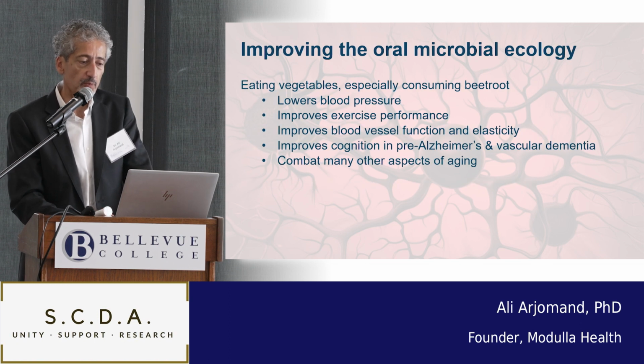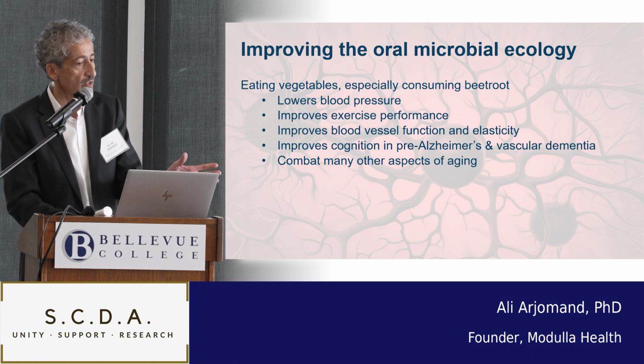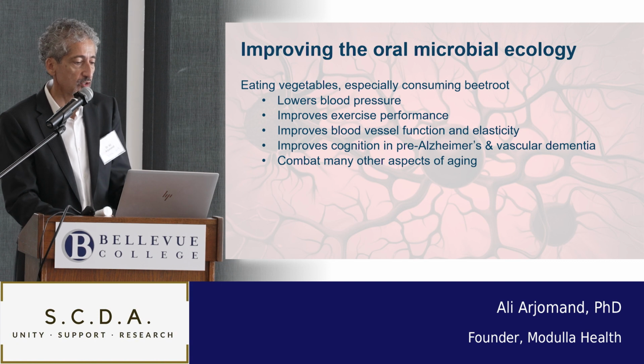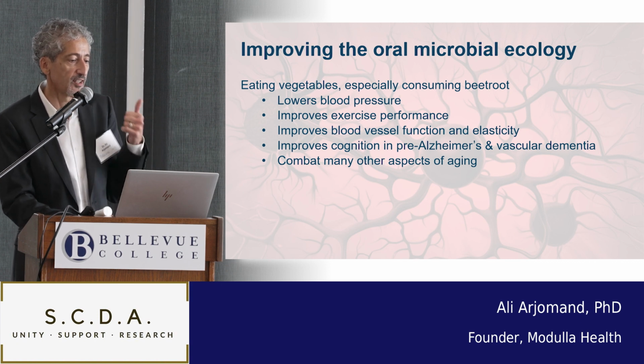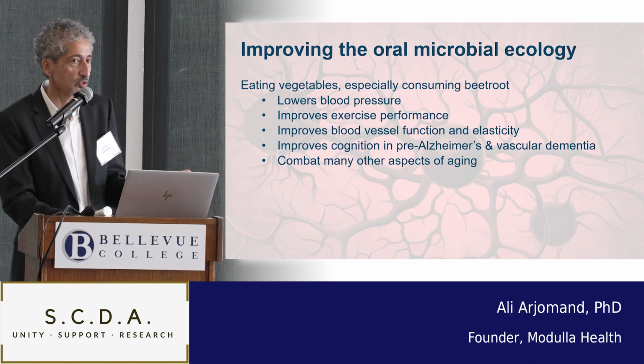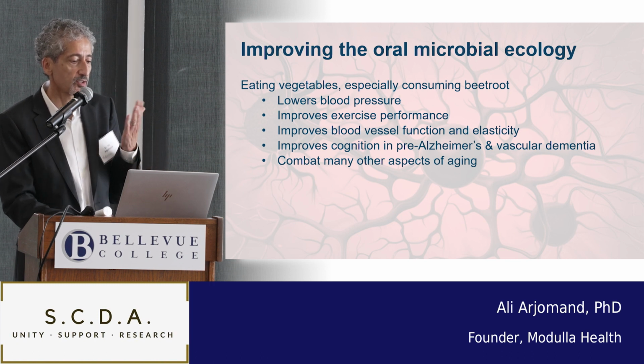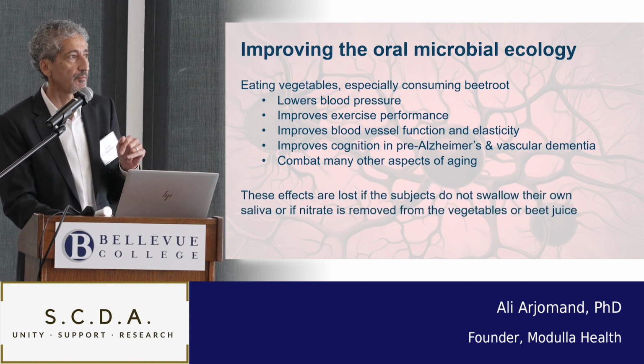So eating vegetables, especially beetroot, which contain a lot of nitrates, has been shown in clinical studies to lower blood pressure and improve exercise performance in athletics, because now you're delivering more oxygen to the muscles, as I described. It improves blood vessels, reduces the risk of Alzheimer's, and combats a whole range of other aspects of aging. We know these from clinical studies.